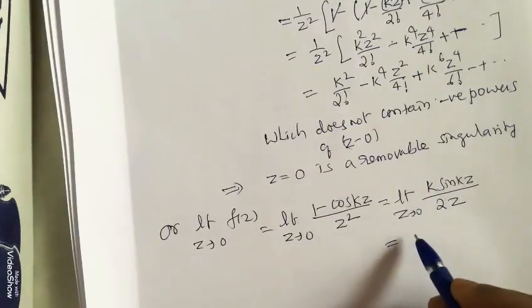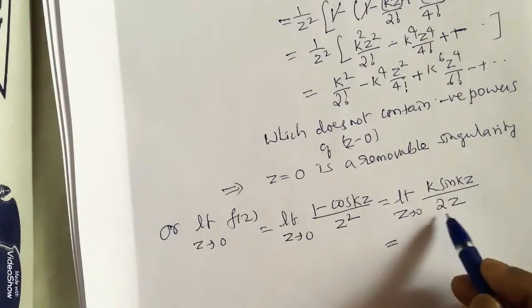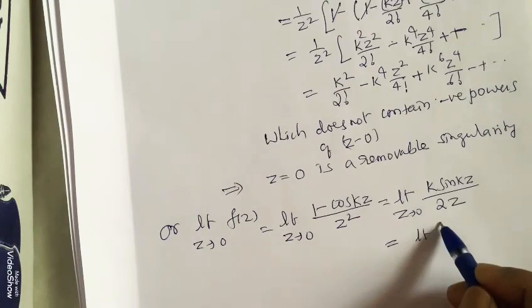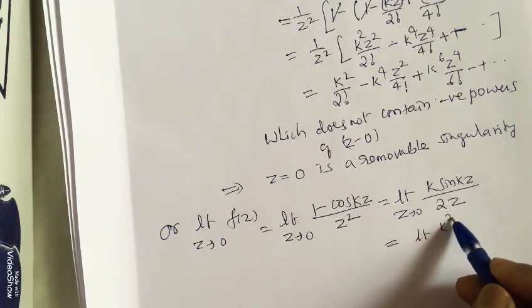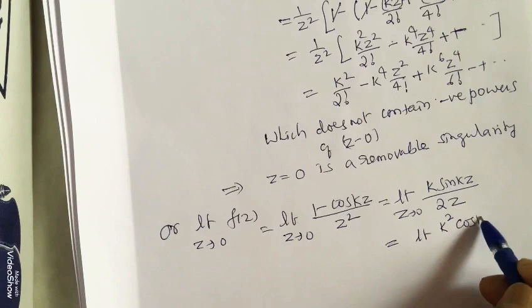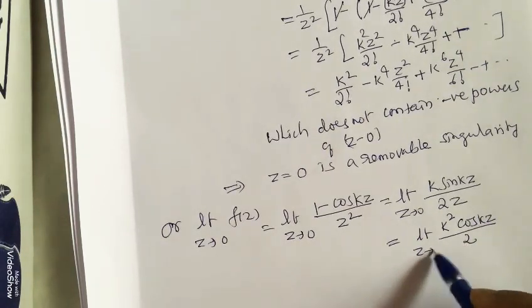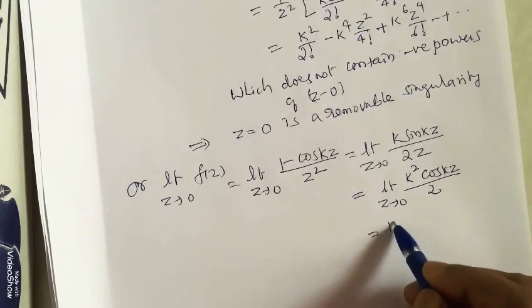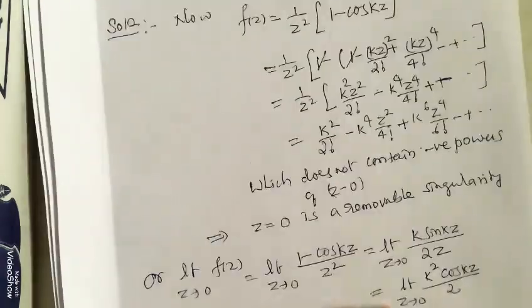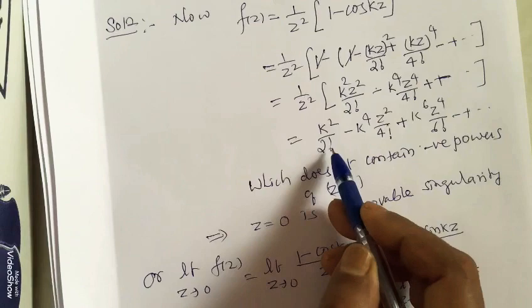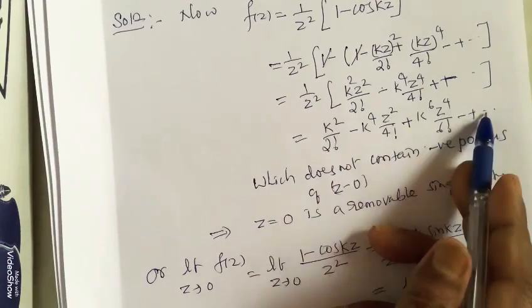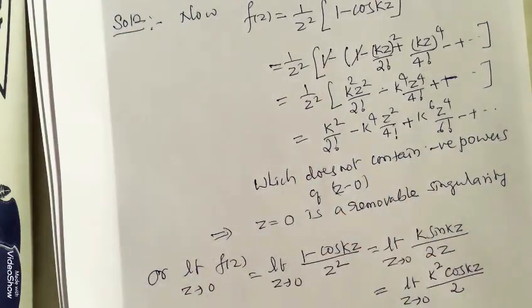Again it is 0 by 0 form, so you are getting k square upon 2. Limit of k into the differentiation of sin kz, which is cos kz into k, divided by 2 as z tends to 0. So you can get the answer k square upon 2 here. At z tends to 0, all these terms are 0. You are getting the answer just k square by 2 here.